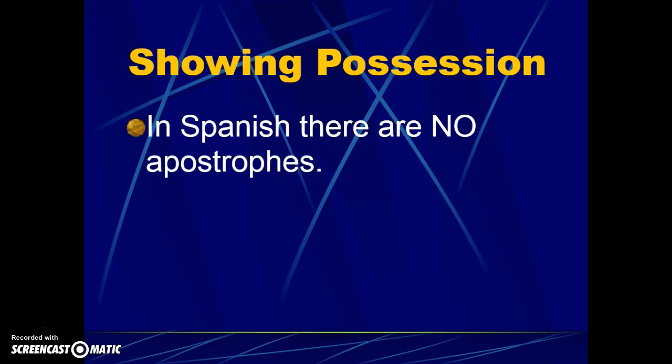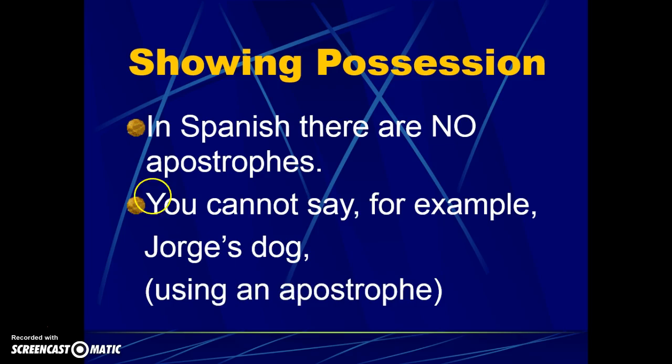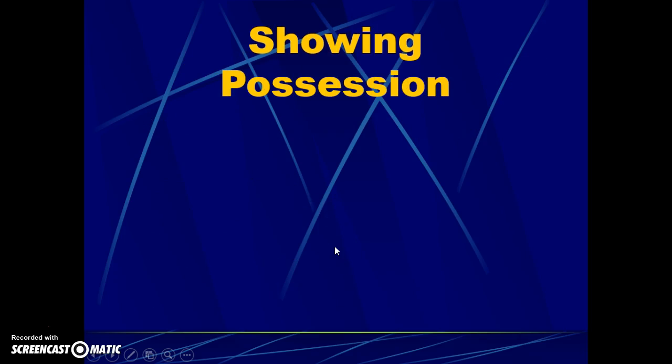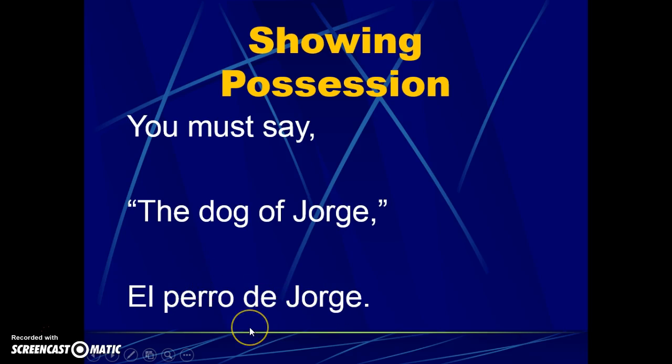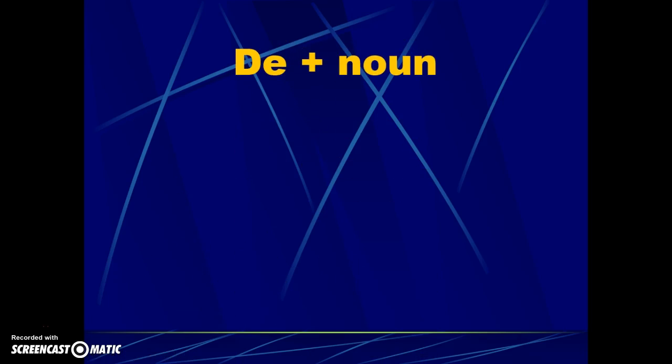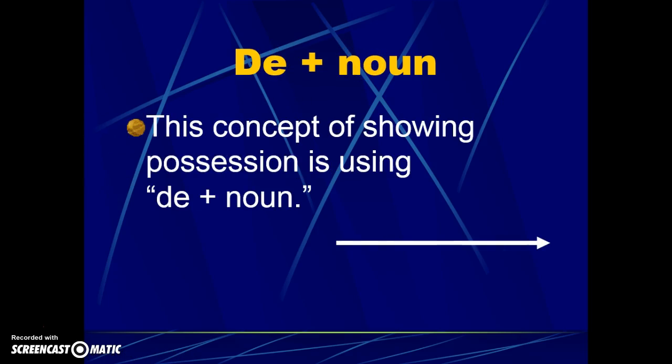All right. Now, in Spanish, there are no apostrophes. So you cannot say, for example, Jorge's dog using an apostrophe. You can't do that. This is how you would show possession. You must say the dog of Jorge. So not Jorge's dog, but the dog of Jorge. What does that look like? El perro de Jorge. The dog, you know how to use the articles and nouns, the dog of Jorge. So it's de, which means of, plus the noun. This concept of showing possession is usually using de plus noun.